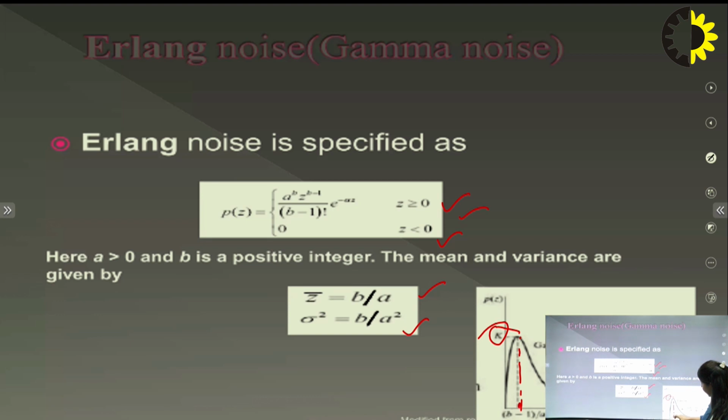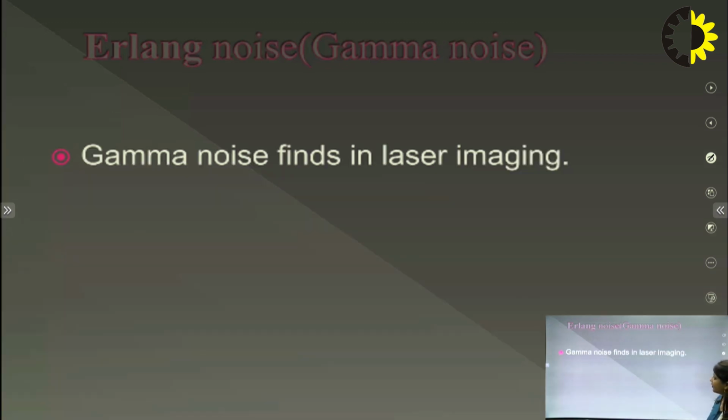We are getting the value (B minus A) divided by A, and this point is K, where K equals A factorial B minus 1 raised to power B minus 1 upon (B minus 1) factorial and E raised to power minus (B minus A). So this is the formula. How can we calculate the value of gamma noise? Gamma noise appears in laser imaging, where we have laser scan, laser surgery images.